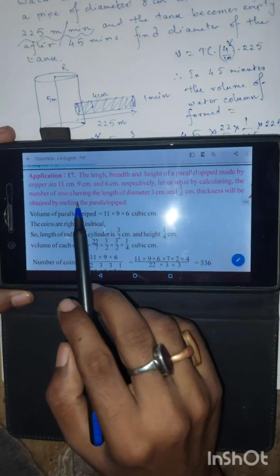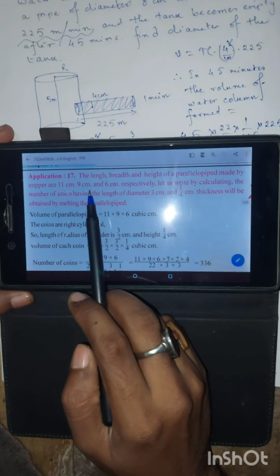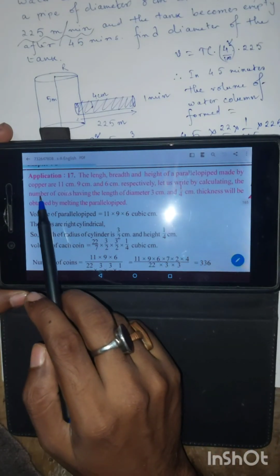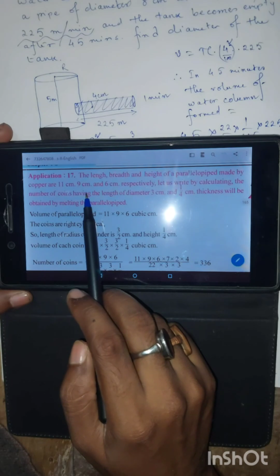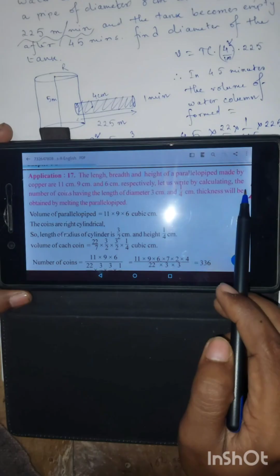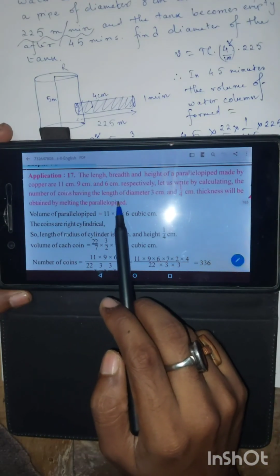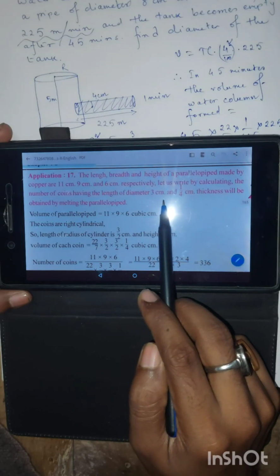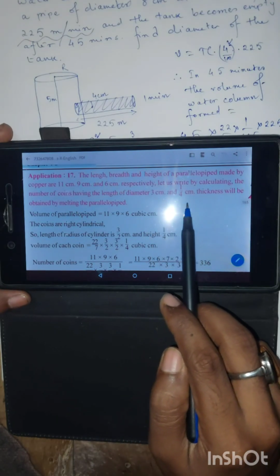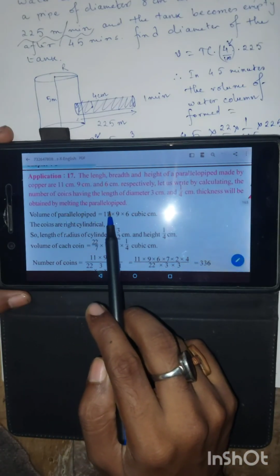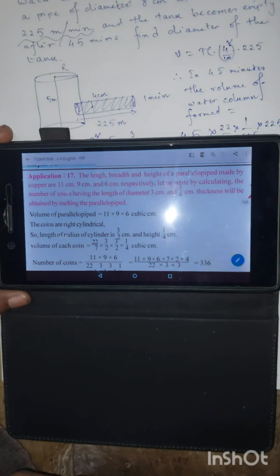Now our second question says: the length, breadth and height of a parallelepiped made of copper are 11 centimeter, 9 centimeter and 6 centimeter respectively. Find the number of coins having diameter 3 centimeter and 1/4 centimeter thickness that will be obtained by melting the parallelepiped. I hope the question is clear to you.